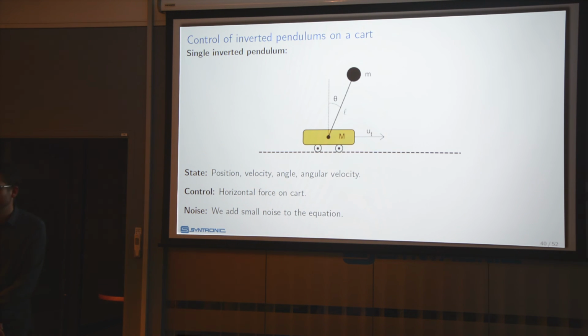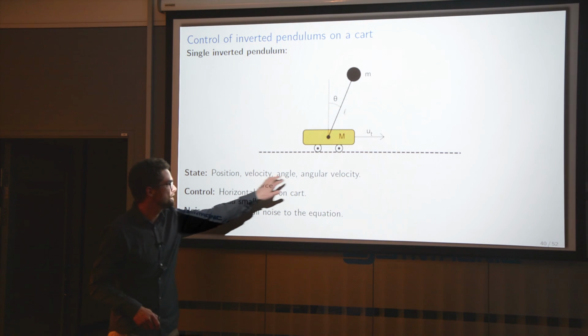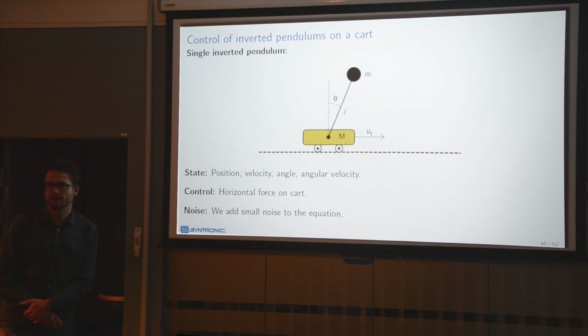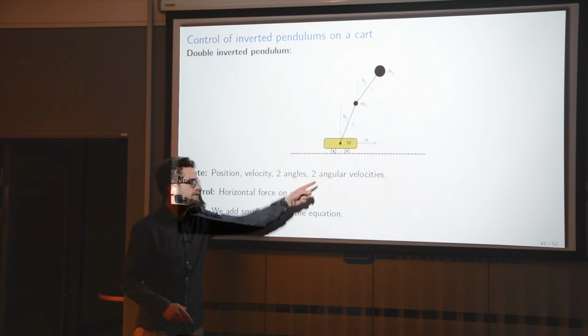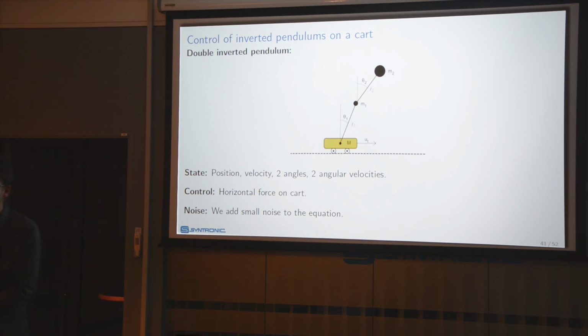Okay, so now you can rest your eyes on some plots. It will not be that technical anymore. The state for the single inverted pendulum is position, velocity, angle and angular velocity, so it's a 4-dimensional state. So also the PDE is 4-dimensional, which makes it a difficult problem. We add some noise to it. You will see on the plots why I think it's good to add noise. For the double inverted pendulum, we have 2 angles and 2 angular velocities. We're in 6 dimensions.